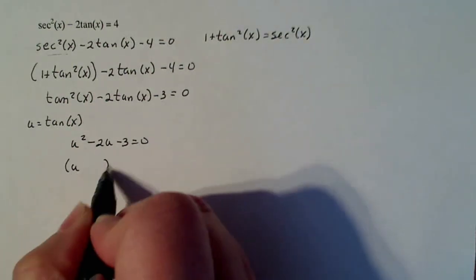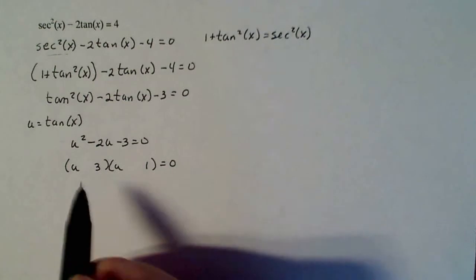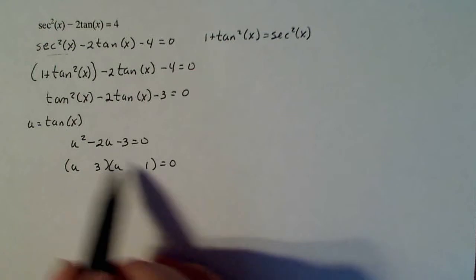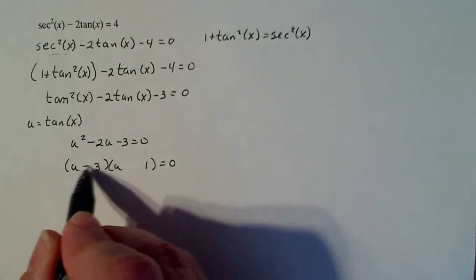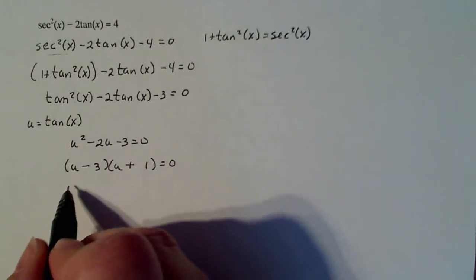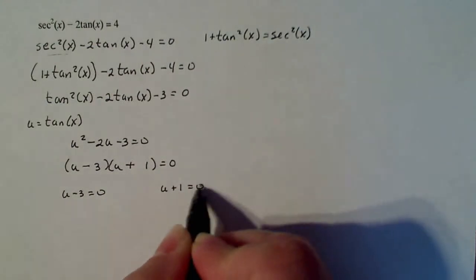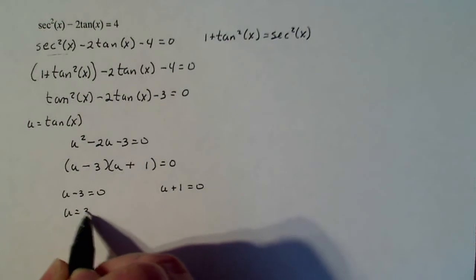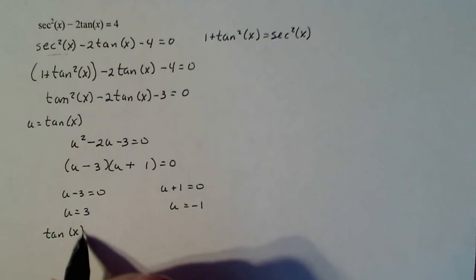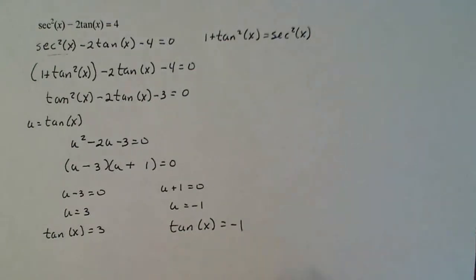So factoring this, or trying to factor it, let's see what happens. This is my only option. I know that the signs have to be opposite, and the sum of 3 and 1 with the proper signs has to add up to negative 2. So that means I'm going to have negative 3 and a positive 1. Now, that means that u minus 3 equals 0, and u plus 1 equals 0. So u equals 3, u equals minus 1. So tangent of x equals 3, and tangent of x equals minus 1.